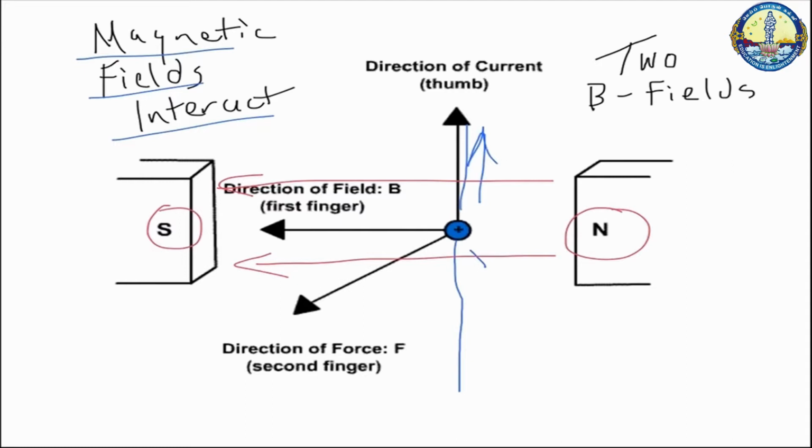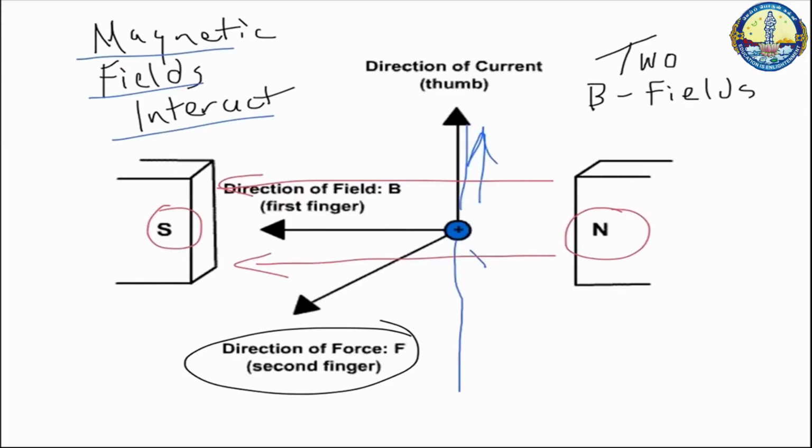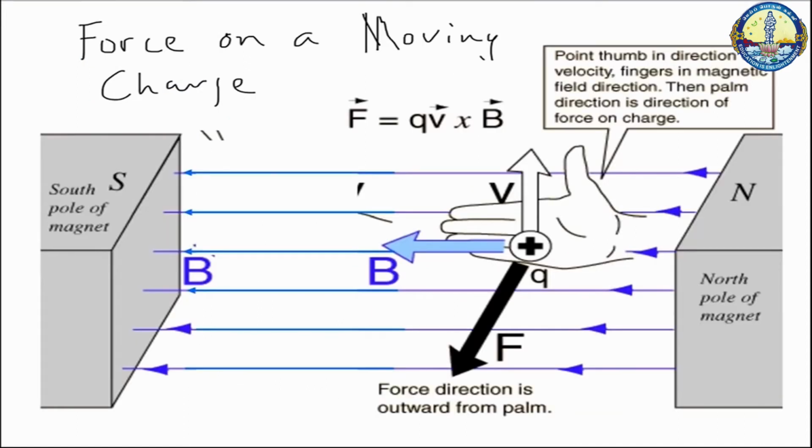After careful experiments, Lorentz deduced that the force experienced by a moving charge in the magnetic field, Fm, is equal to Q into V vector cross B vector, or in magnitude Fm is equal to QVB sin theta, where Fm is directly proportional to the magnetic field B, and also directly proportional to the velocity and the sine of the angle between the velocity and magnetic field. Fm is directly proportional to the magnitude of the charge Q.